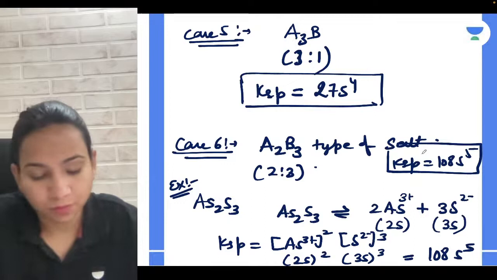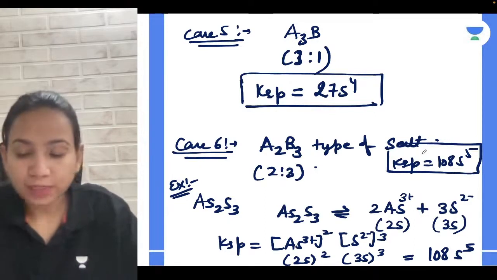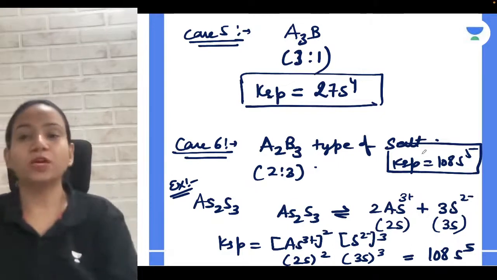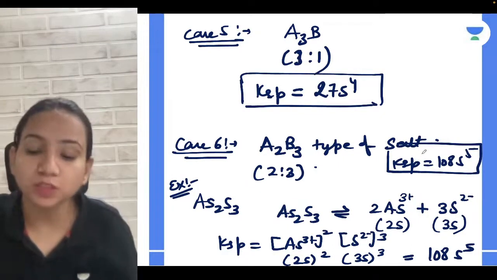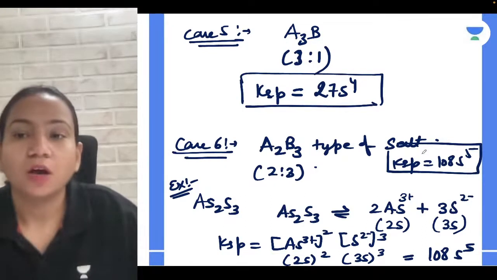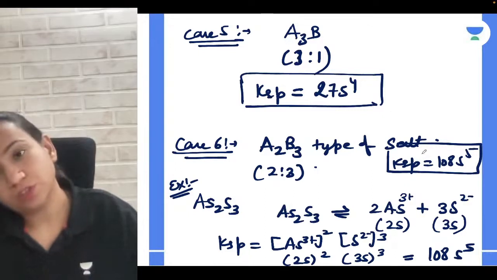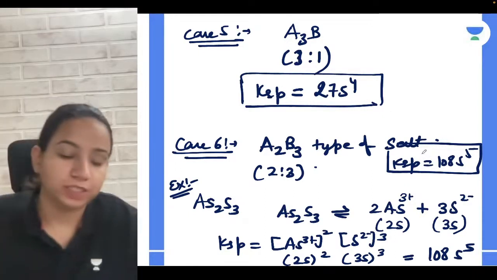Very good. So what we can understand over here, guys, it's very simple. You can find the expression in terms of solubility anytime. Suppose in the question they have already given you solubility and they're asking you to calculate KSP. So you can just take the same, whatever salt is given accordingly, use that and find it out.